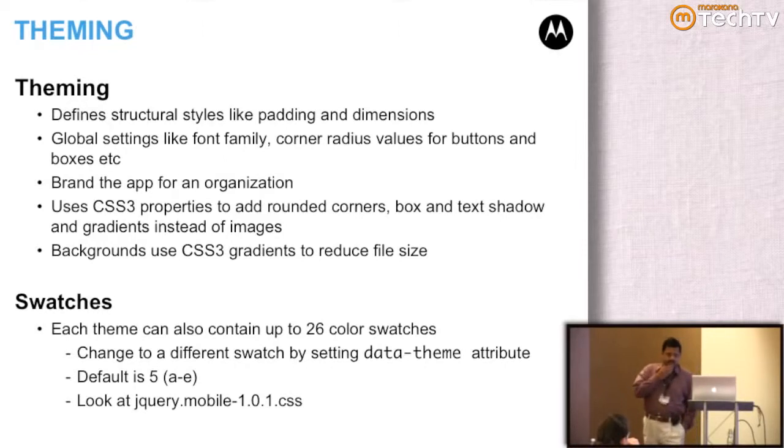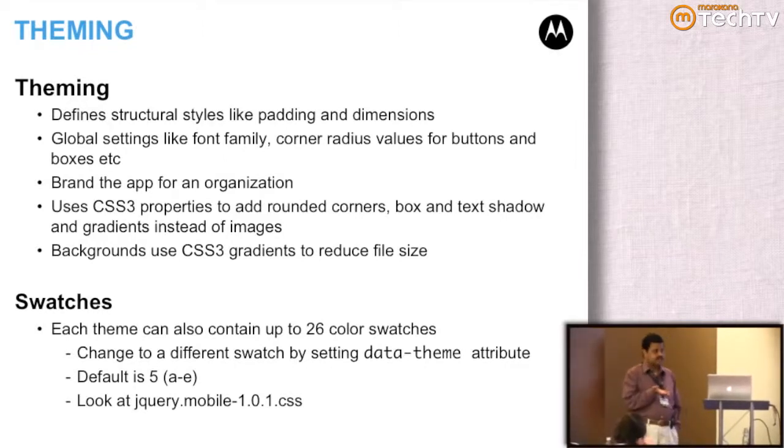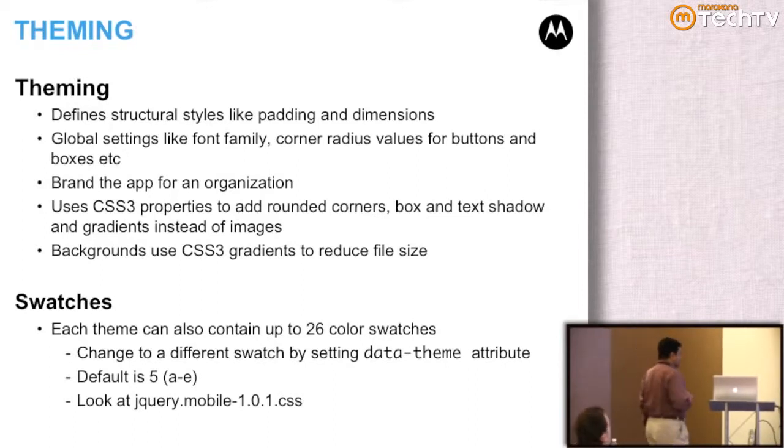The other aspect of the framework is being able to theme. So, you can set your own company's or organization's color schemes, your logos, your icons, and then for each theme you can also specify what jQuery Mobile calls swatches. So, not only can you theme, but inside the theme you can define up to 26 colors.